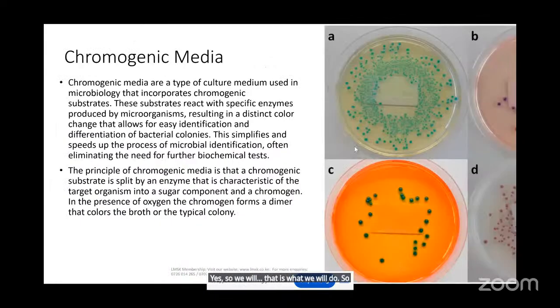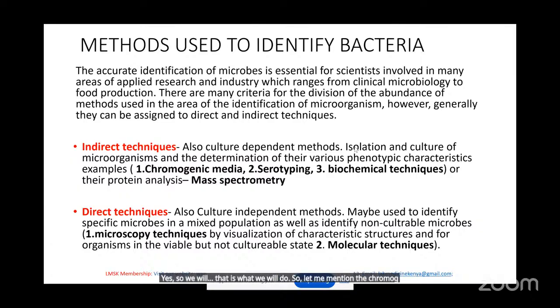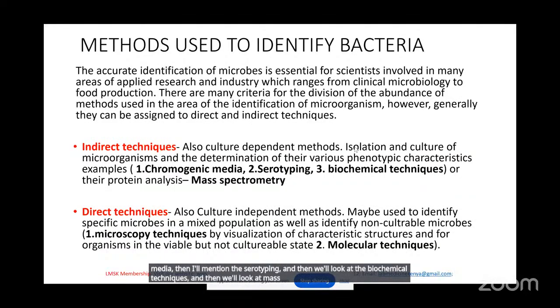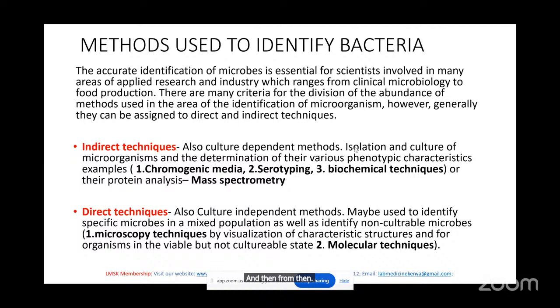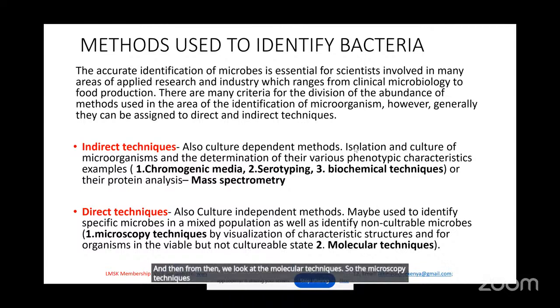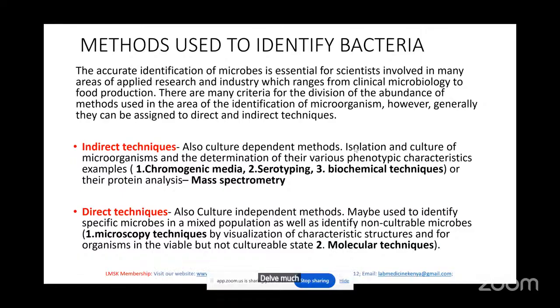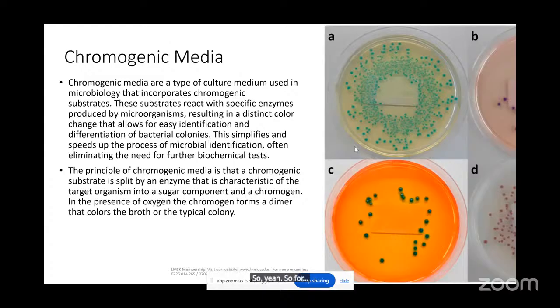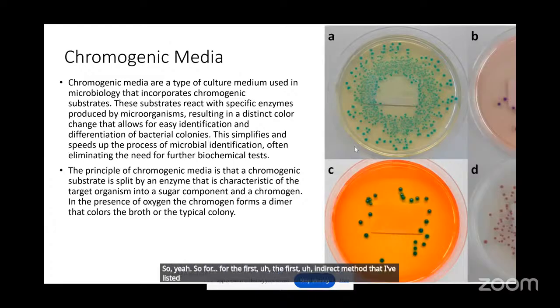Let me mention the chromogenic media, then I'll mention the serotyping, and then we'll look at the biochemical techniques, then mass spectrometry, and then the molecular techniques. The microscopy techniques, I will not really delve much into. It's basically you stain and you check in your microscope. So for the first indirect method that I've listed, the chromogenic media.